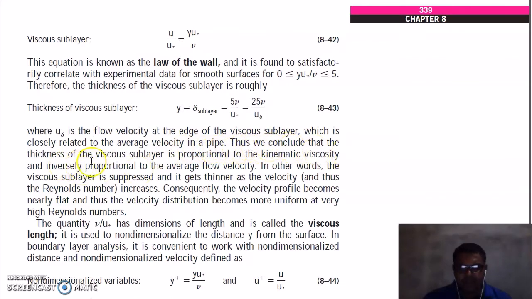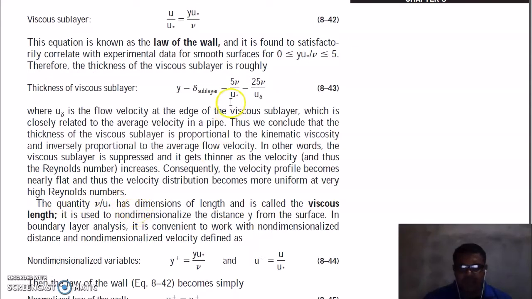So we conclude that the thickness of the viscous sublayer is proportional to the kinematic viscosity and inversely proportional to the average flow velocity. In other words, the viscous sublayer is suppressed and gets thinner as the velocity increases. Consequently, the velocity profile becomes nearly flat, and the velocity distribution becomes more uniform at higher Reynolds numbers. The quantity v upon u star has the dimension of length, so it is called the viscous length.